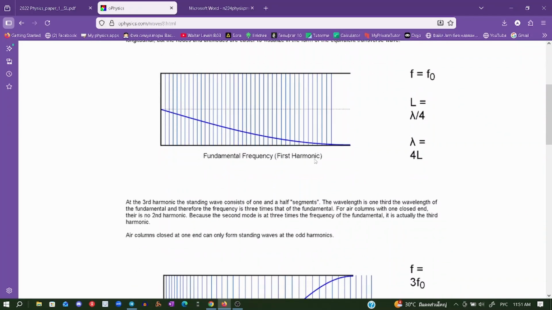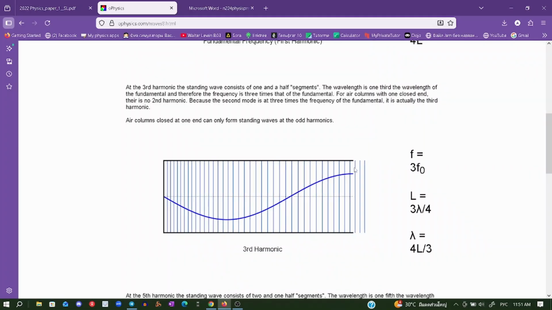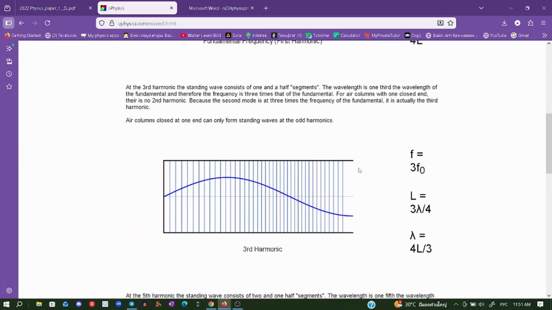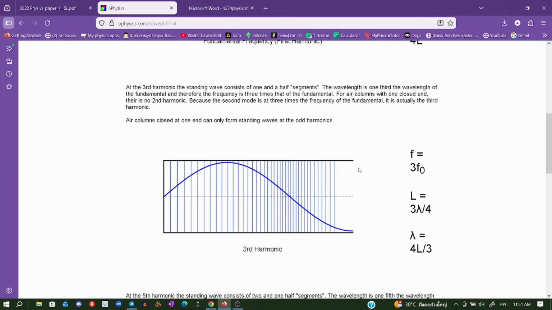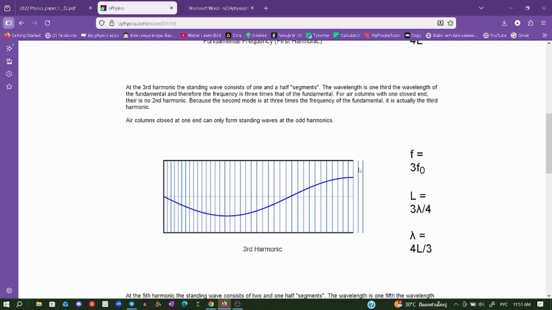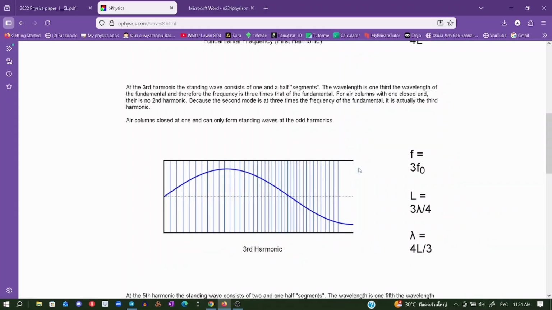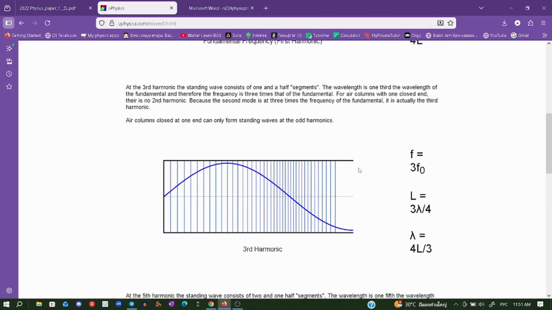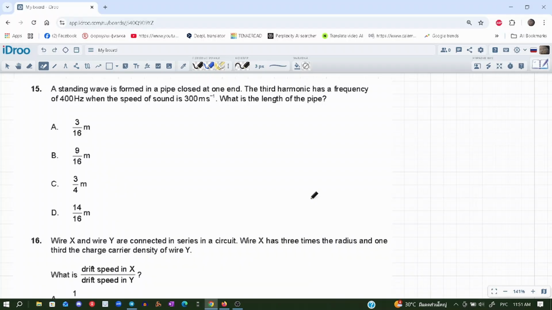But for the third harmonic, by the way, notice that it doesn't have even harmonics, only odd harmonics. First one, third one, fifth one, and so on. So for the third one, the wavelength equals 4L over 3. Or length equals 3 lambda over 4. You can see it here in this animation. You can see that, yeah, it's true. It's really like this. So we will use this to solve the problem, of course.